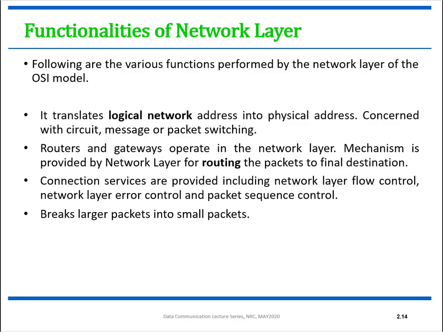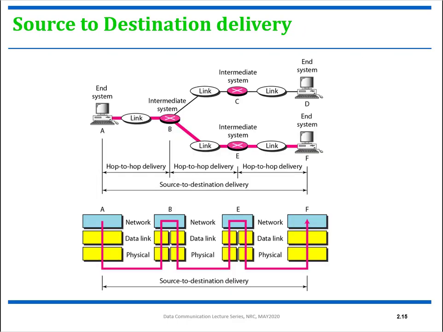Also, a network layer can break a larger packet into smaller units so that it can be easily transferred. So this is how it works. It is also a hopping picture, just the network layer is added here.